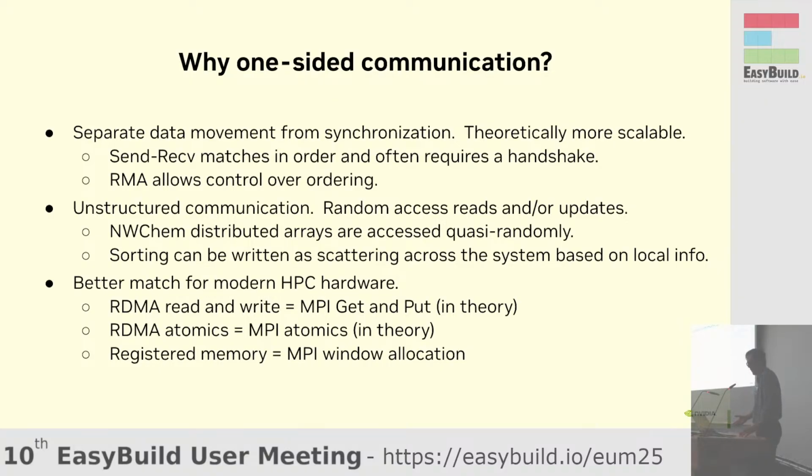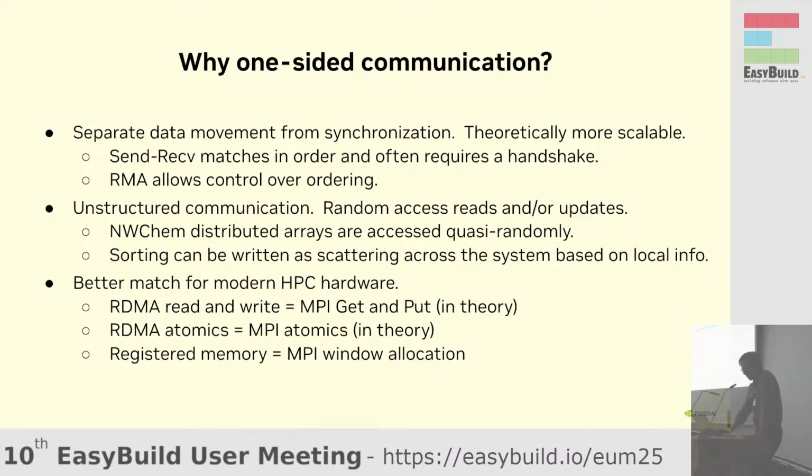There are also, in theory, better matches for hardware. RDMA read and write should map to put and get, in theory. They don't always; it's an implementation detail. RDMA atomics should, but don't always, map directly to hardware atomics or MPI atomics. And the good news is all the registered memory stuff that shows up in InfiniBand and other networks is all encapsulated in window allocation. So you don't have to do these registration caches and deal with all the overhead of figuring out what the memory keys are, if your network requires that kind of thing.